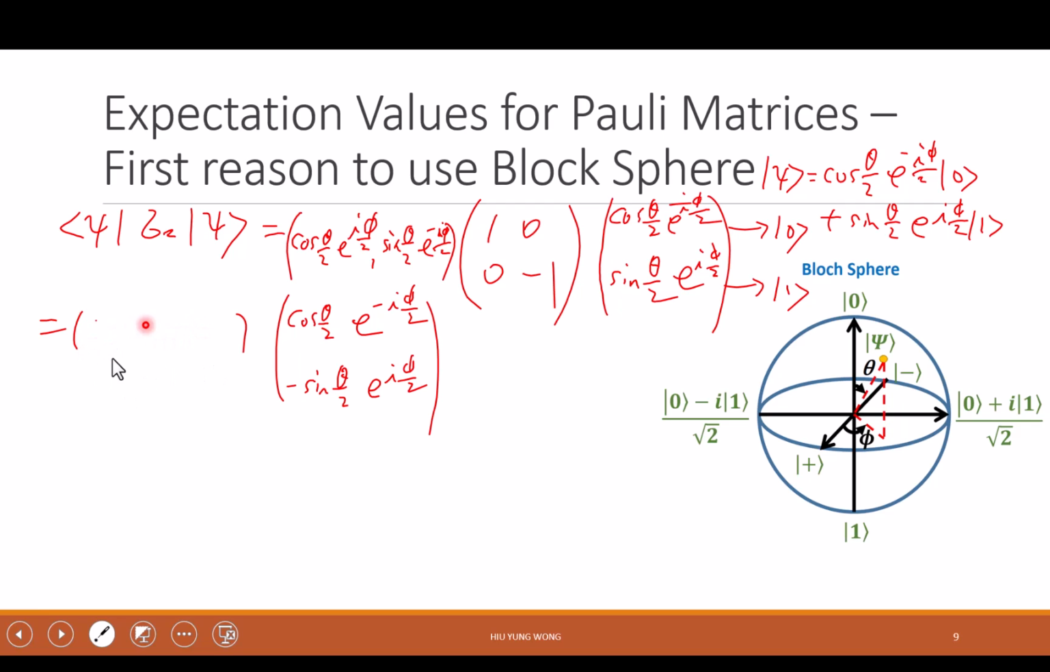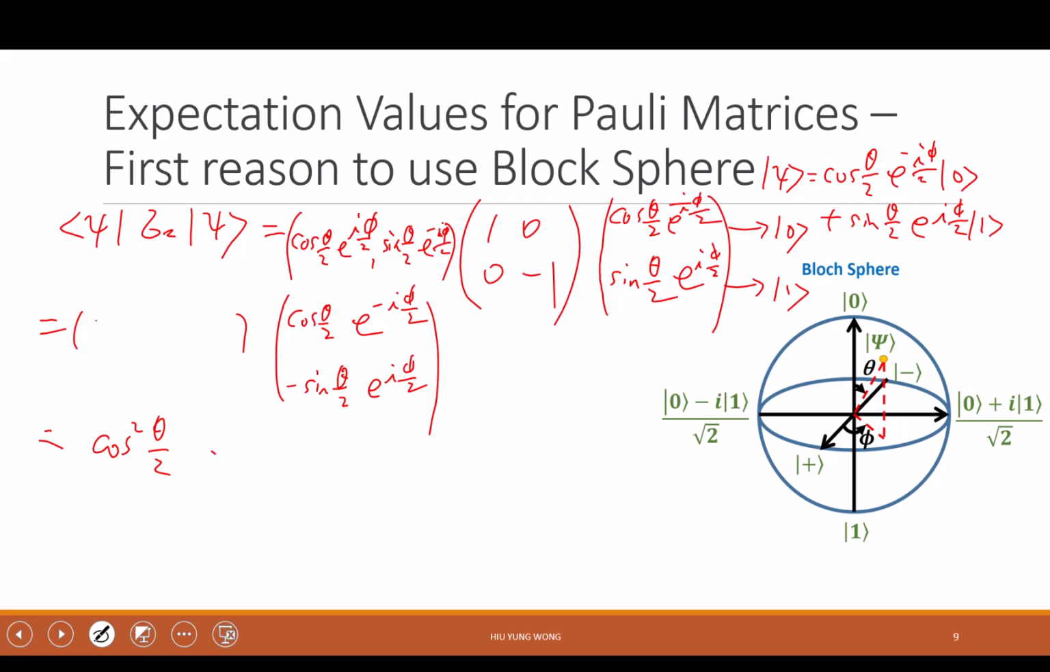And then multiply by this one, right? I'm too lazy, I don't want to write it, but we can see now I'm multiplying this one with this one. How do you calculate this one? This term times this term, right? Which is cosine square theta divided by 2, i phi divided by 2 times negative i phi divided by 2. What is that? Equal to 1, right? Yeah.